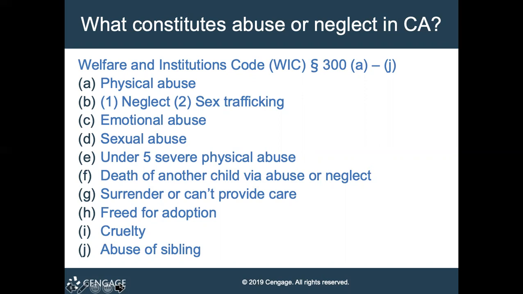So physical abuse is section A. B is neglect and sex trafficking. They needed to put sex trafficking somewhere, and they just sort of slotted it into B. So B has 2 parts to it. C is emotional abuse. D is sexual abuse. E is severe physical abuse under 5. F is death of another child via abuse or neglect. G is surrender or can't provide care. H is freed for adoption, and then I is cruelty, and then J is abuse of siblings.